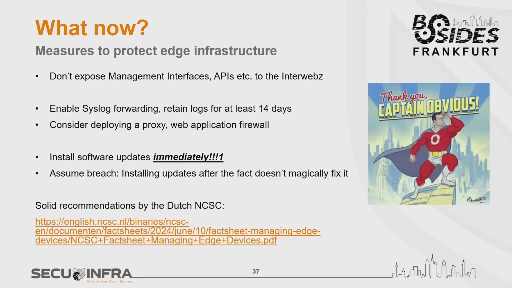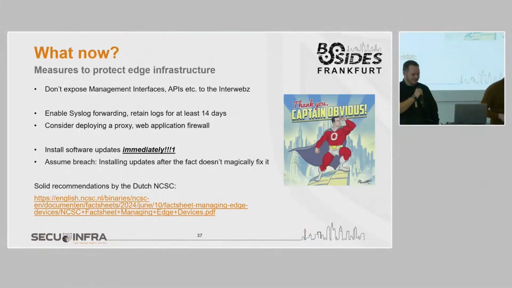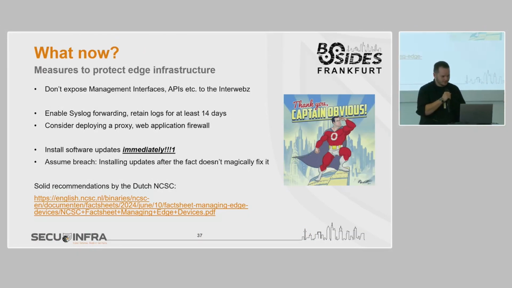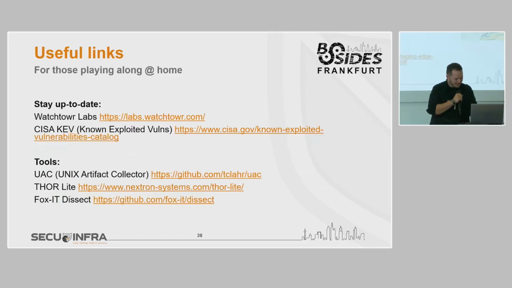I will keep the rest really short. Couple of measures to protect your edge infrastructure. Don't expose the management interface. Create some visibility by storing logs and deploying a proxy or a web application firewall. Install updates immediately, don't wait. And installing updates isn't the silver bullet, so it doesn't magically fix it if it's already compromised. There are some solid recommendations by the Dutch.